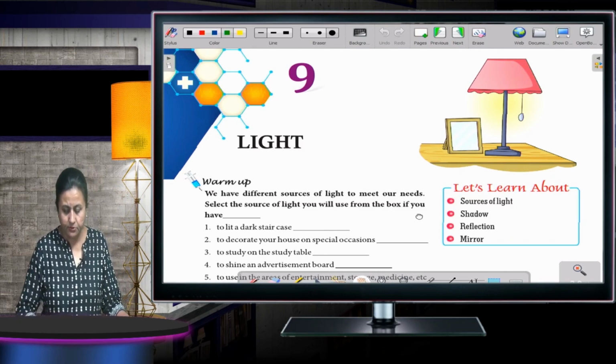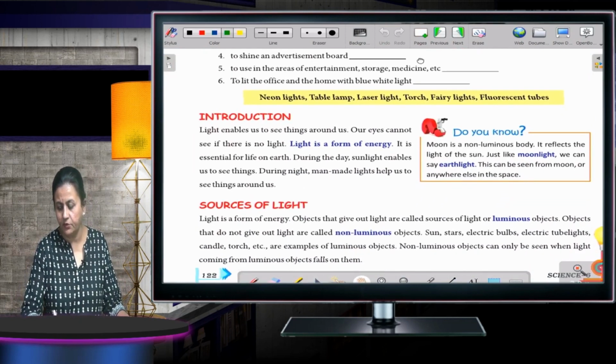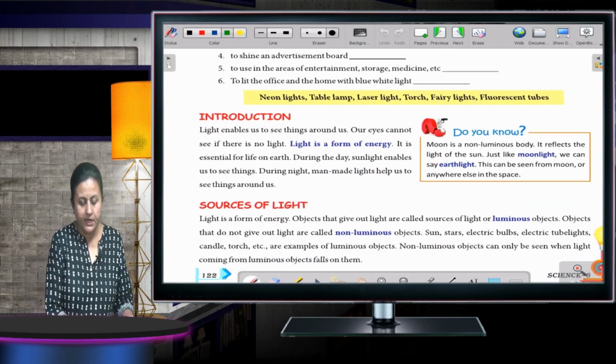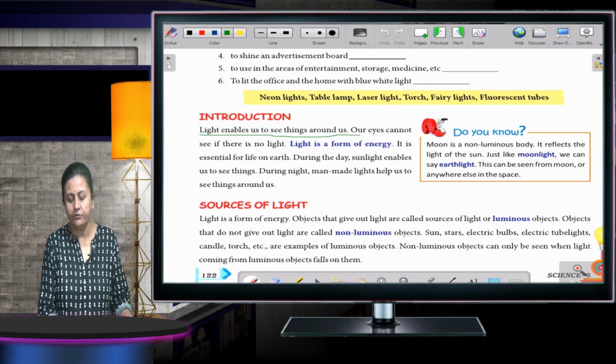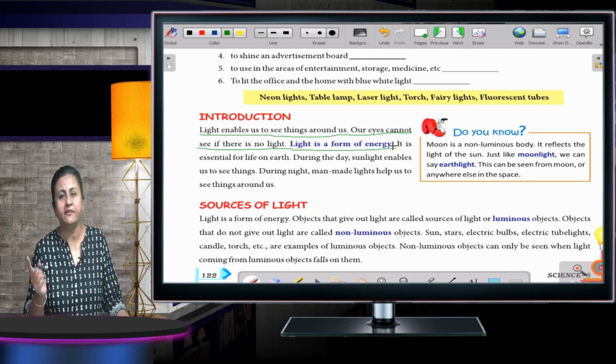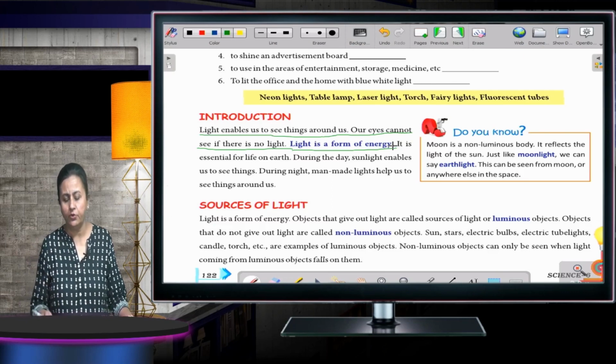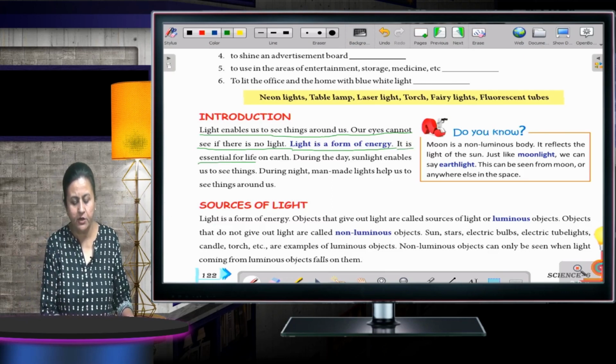Okay, so to start with, you can see on your screens. Light enables us to see things around us. Our eyes cannot see if there is no light. Light is a form of energy which I told you right now. Light is a form of energy which enables us to see the things. It is essential for life on earth.